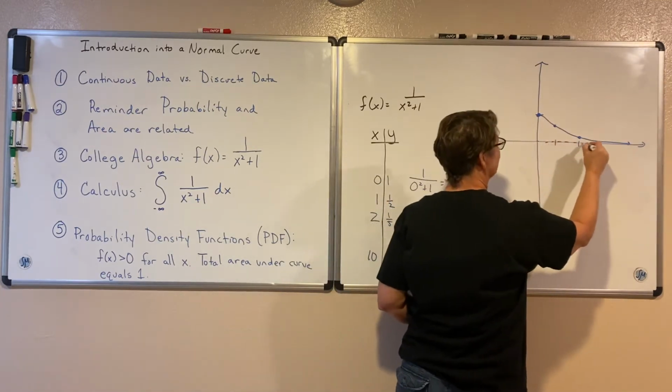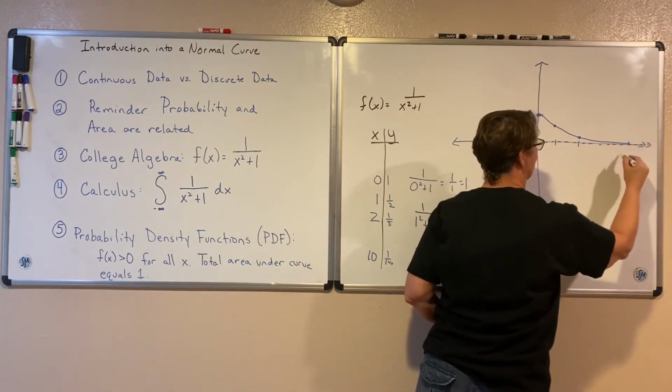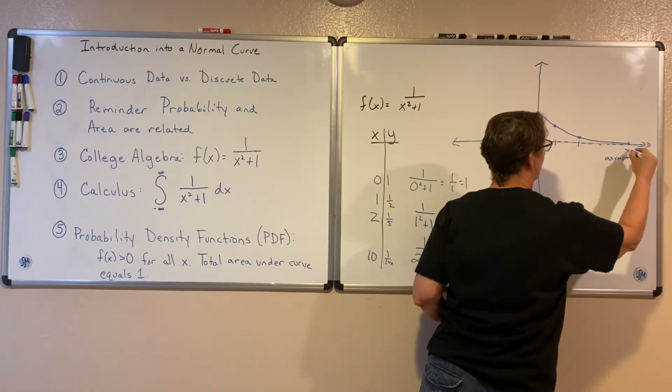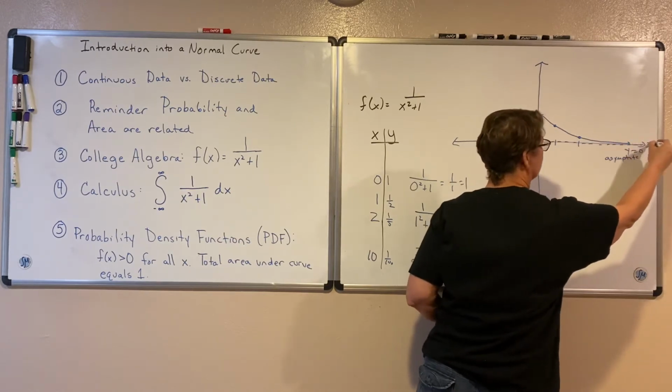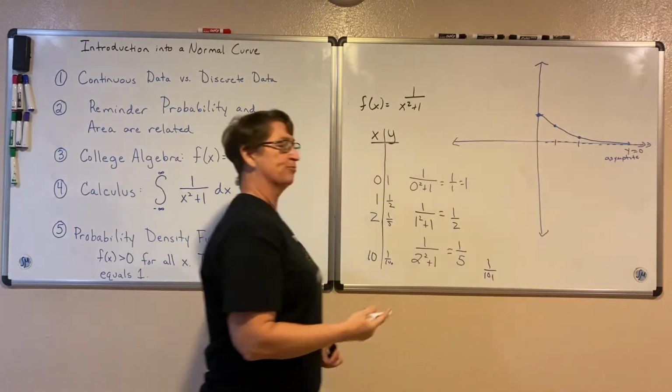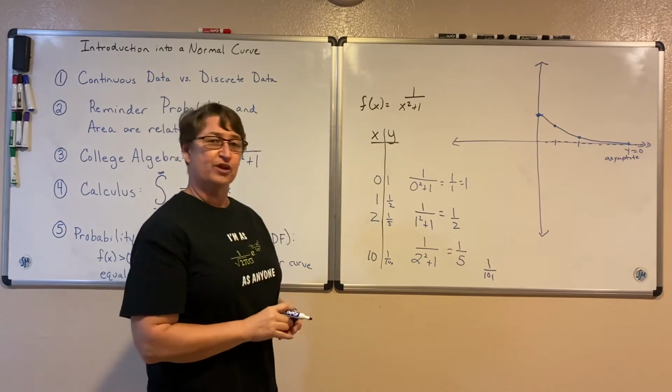That's called asymptotic behavior, so that there's an asymptote where y equals 0. It's getting closer and closer to that, but never reaching it. Let's look and see what's happening on the other side of our graph.